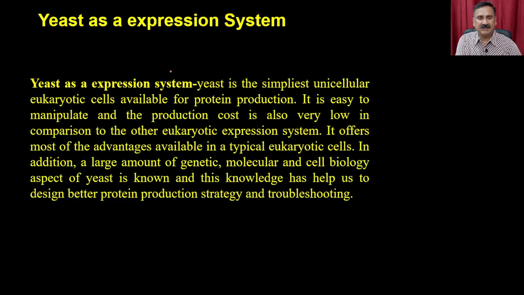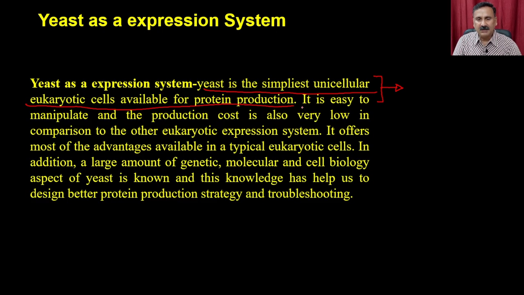When we talk about yeast as an expression system, yeast is the simplest unicellular eukaryotic cell available for protein production. The manipulations in the case of yeast are very simple because it behaves just like a bacterium, being unicellular, but it has eukaryotic cell-like features. It is easy to manipulate, and the production cost is very low in comparison to other eukaryotic systems, right? You remember that when we were discussing gene delivery, we said you can use multiple chemical methods as well as other kinds of methods to deliver the gene of your interest into the yeast cells.